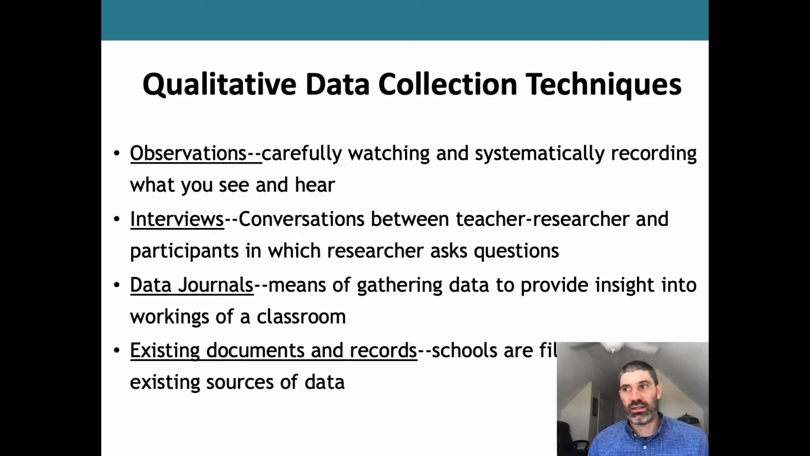Existing documents, and this is data that you didn't necessarily intend to collect, but you're using it as a way of analyzing something. You might look at different class work, different assignments, different things that are around the room to try to get an idea for anything you're interested in that might be relevant.